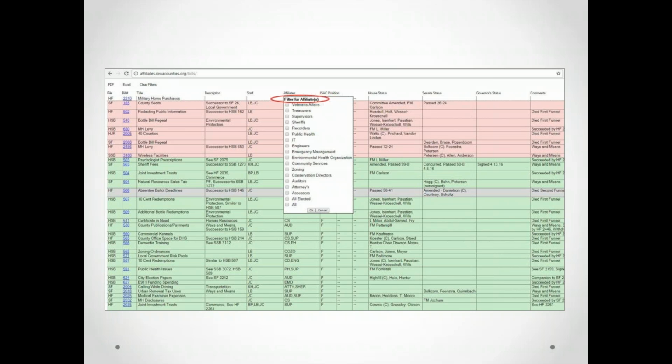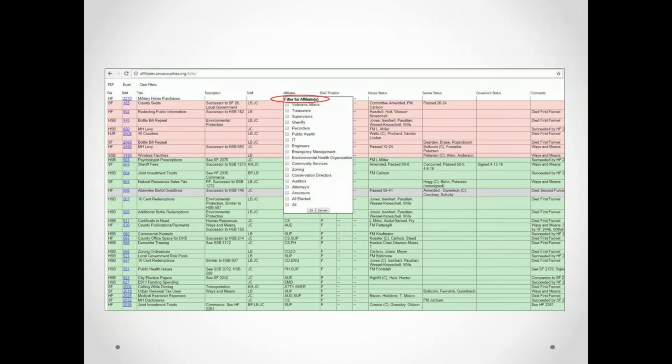We list all pieces of legislation that are introduced, but you'll be able to see that if we're not registered on the bill, if it does not apply to county government, we don't really keep track of what's going on with those pieces of legislation. But for those that would have an impact that we are registered on, we keep track throughout the session on the progress that has been made, where it's at in the process.